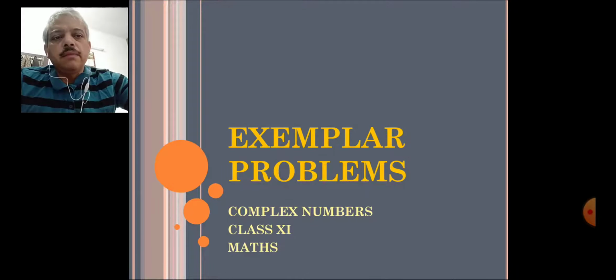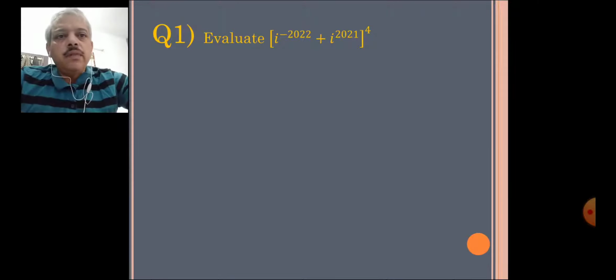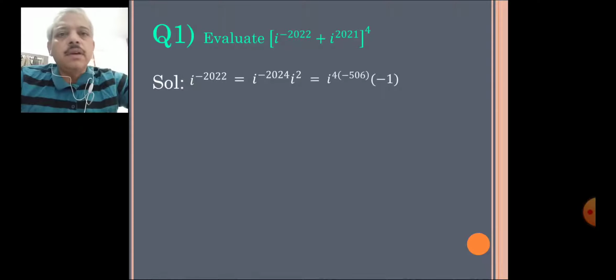Now come to the example problem. Evaluate i to the power minus 2022 plus i to the power 2021, whole to the power 4. First simplify i to the power minus 2022. We know the fact that i to the power any multiple of 4 is 1. So we will write i to the power minus 2022 as i to the power minus 2024 into i square, and i to the power minus 2024 is a multiple of 4, so it will be 1. So 1 into minus 1 will be equal to minus 1.